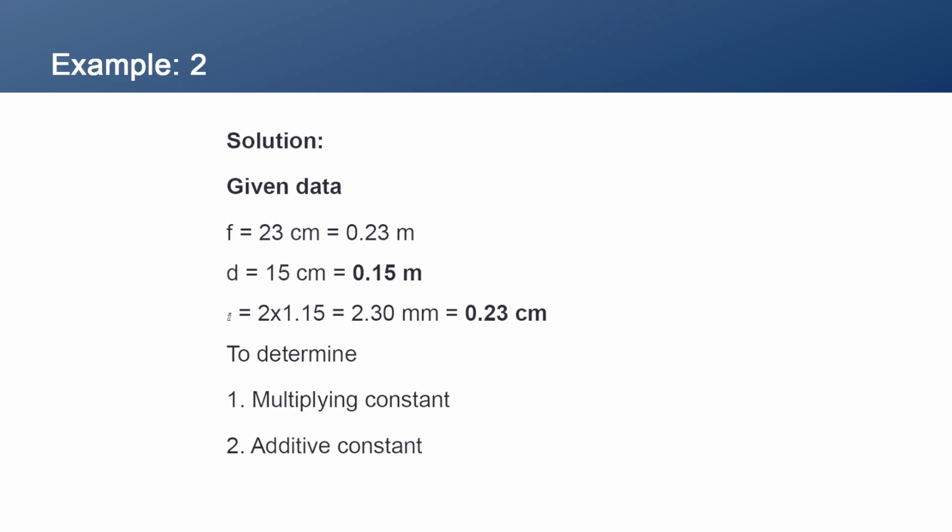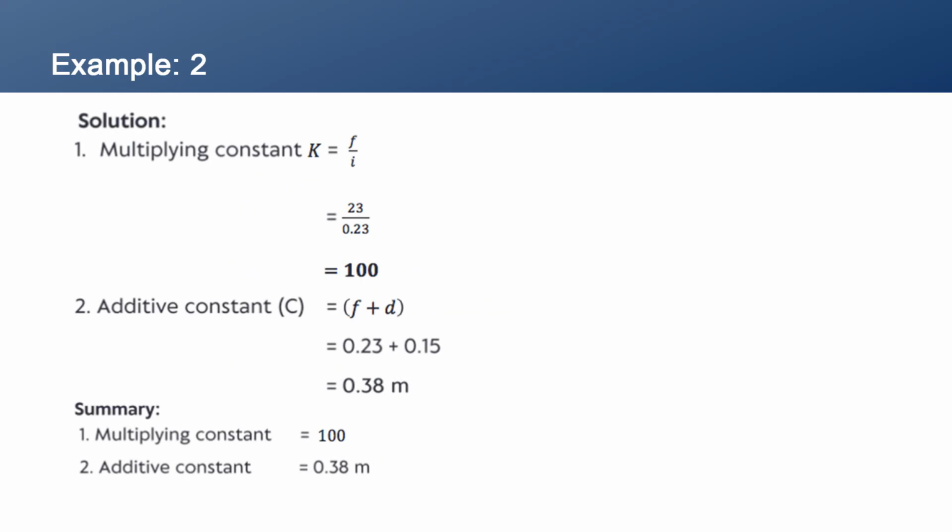Now, we need to determine the multiplying constant and the additive constant. The solution: the multiplying constant K is equal to F by I, which is 23 by 0.23, giving 100. And the additive constant, denoted by C, is equal to F plus d. Substituting the values of F and d, we get 0.23 plus 0.15, which is 0.38 meter. The summary is: the multiplying constant is 100 and the additive constant is 0.38 meter. Moving to the next example.